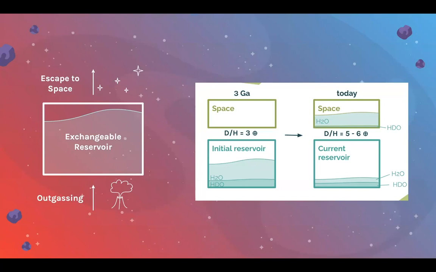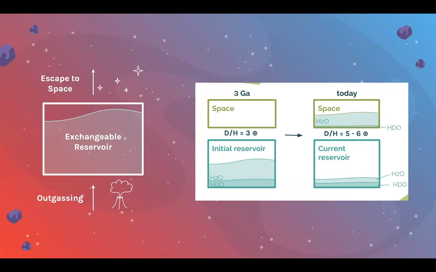And all the water in the Martian atmosphere I am putting into an exchangeable reservoir and allowing the process to proceed over time, where you're removing water to space via a specific escape mechanism that affects those isotopic ratios. And then you're introducing water into the system through outgassing, and that also affects the isotopic ratios in a specific way. And then I have constraints on those isotopic ratios from measurements that we've made.